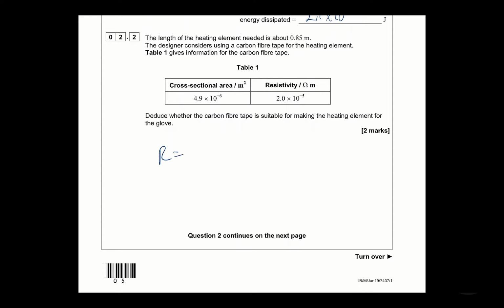So, R is equal to rho L divided by A, where rho is resistivity, L is the length of the wire, and A is your cross-sectional area. So 2.0 times 10 to the minus 5 times 0.85 divided by 4.9 times 10 to the minus 6.